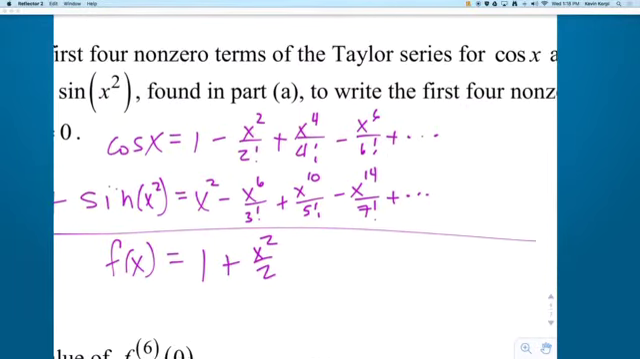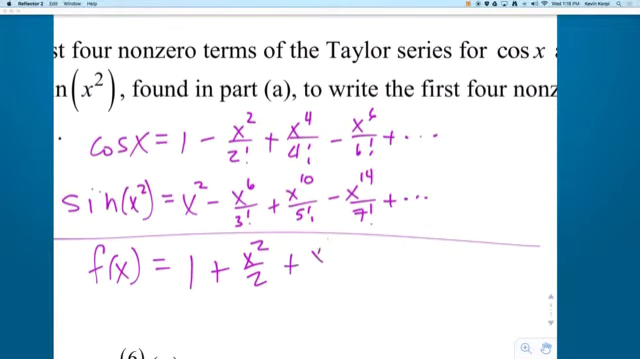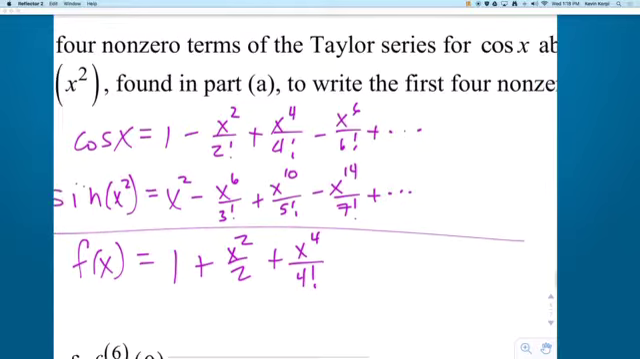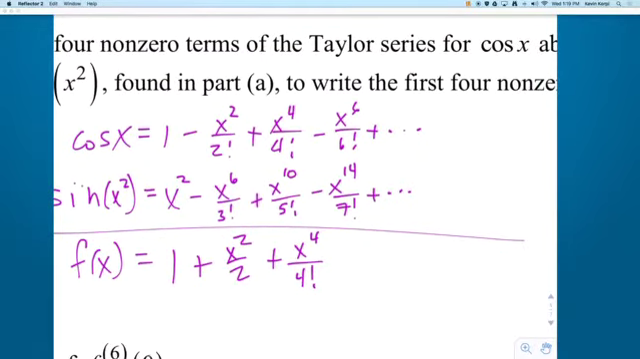And then I look for a cubic term. I don't have a cubic term, right? Do I have a 4th degree term? I do. And I just have one of them. So it's plus x to the 4th over 4 factorial. And then I don't have a 5th degree term. Do I have a 6th degree term? Yeah, I have 2 of them.